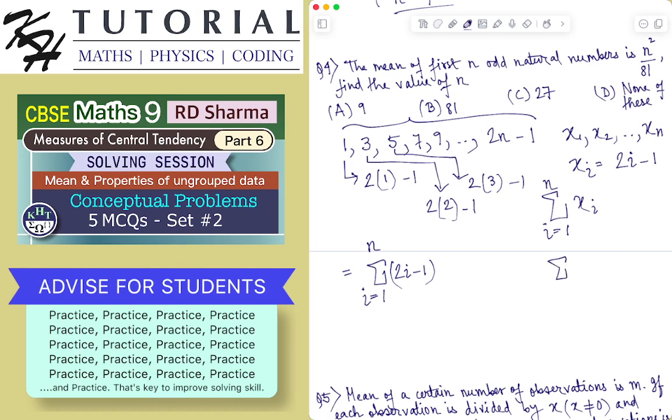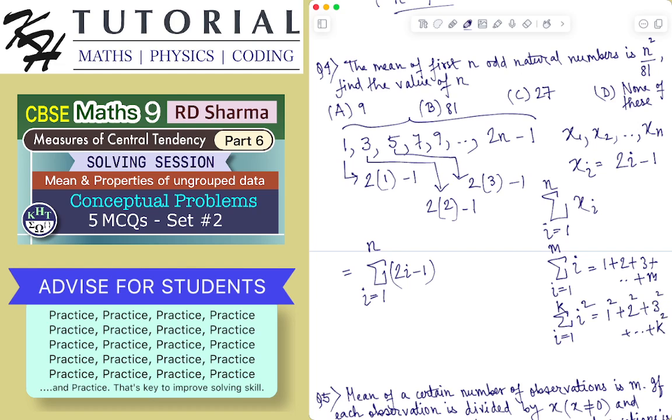What does this mean? Summation of i, ranging from 1 to, let's say, m. This is nothing but 1 plus 2 plus 3 up to m. What is, let's say, summation of i square, i ranging from 1 to, let's say, k, where k is a natural number? This is nothing but 1 square plus 2 square plus 3 square up to k square.